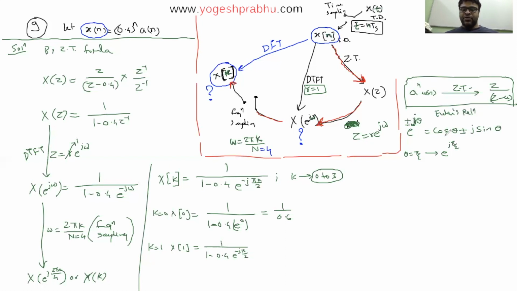Now, if I put theta equal to pi by 2, it becomes e to the j pi by 2. That will become cos pi by 2, plus j sine pi by 2. If it is negative, then it is negative here. Cos 90 is 0. Sine 90 is 1. So e to the negative j pi by 2 is minus j.